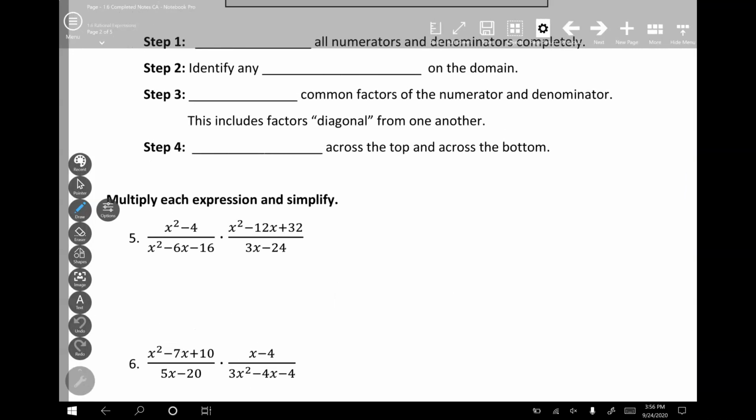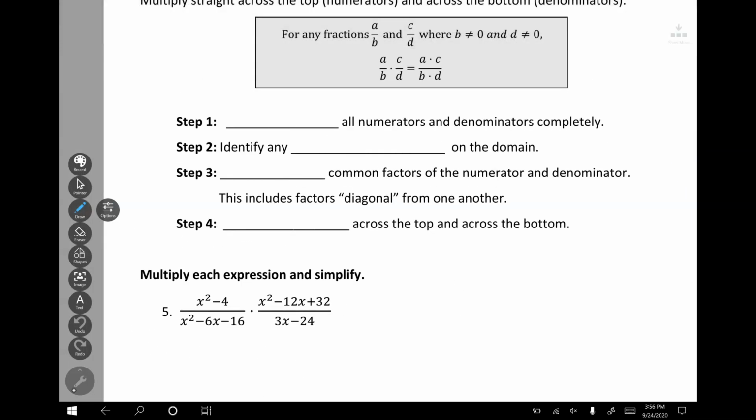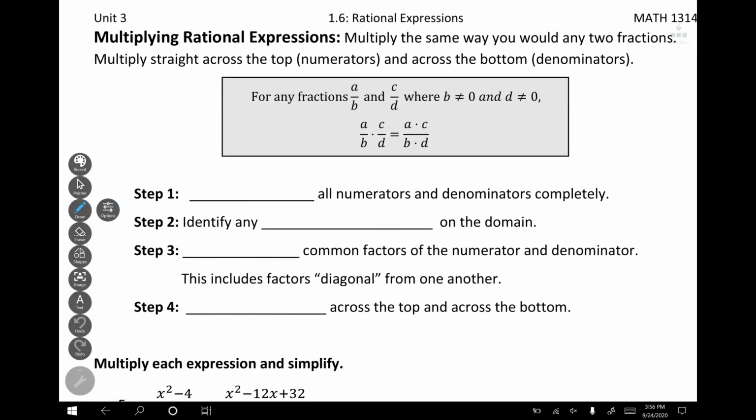All right, next page, we are going to look at multiplying rational expressions. To multiply rational expressions, you will do it the same way you would any two fractions, which is multiply straight across the top, the numerators, and across the bottom, the denominators. So in this gray box, we've got a proper definition. For any fractions a over b and c over d, where b does not equal 0 and d does not equal 0.